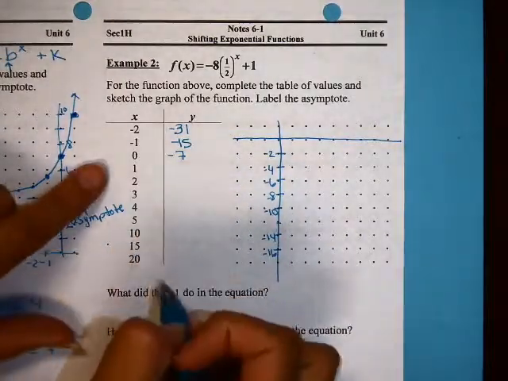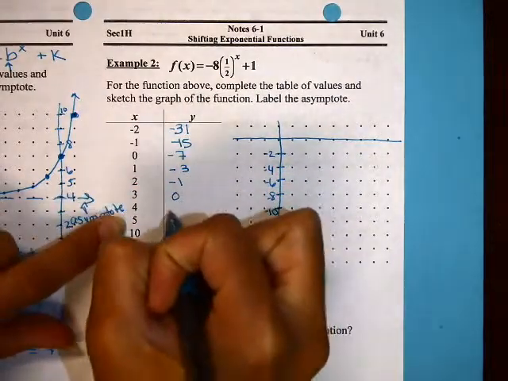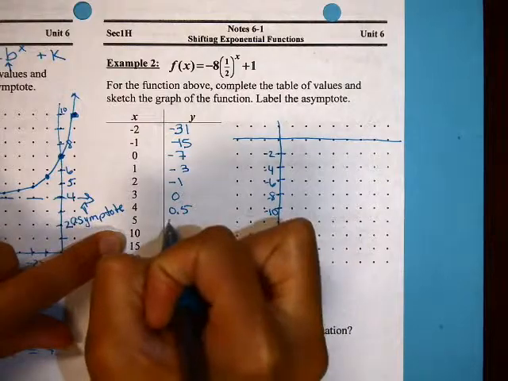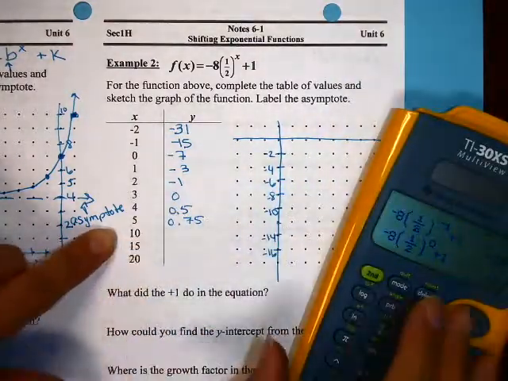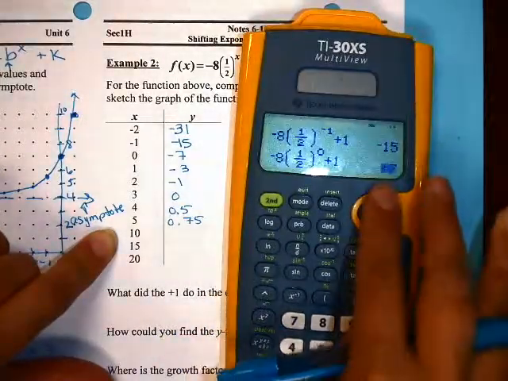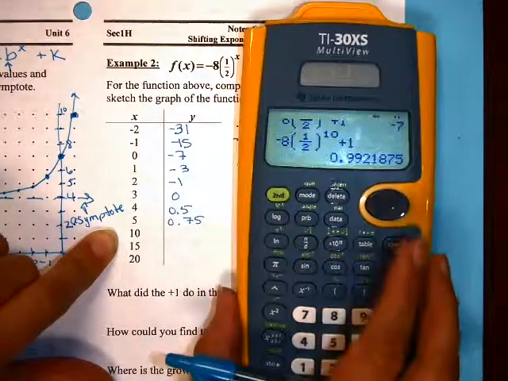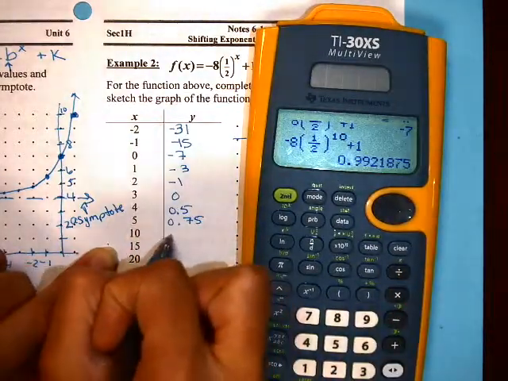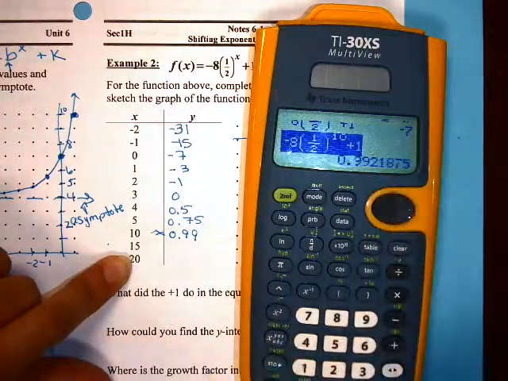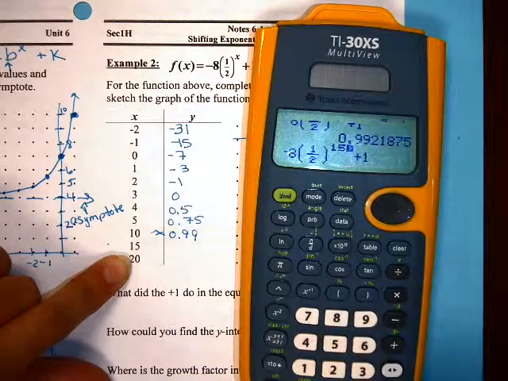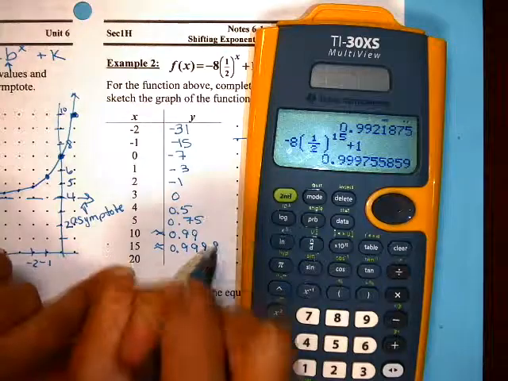Okay, so you may not be done with your whole table, but hopefully you got negative 3, negative 1, 0, 0.5, or 1/2, 0.75, or 3/4. And then I started to jump by 5 so you can see what happened more. So let's look at those. 0.992, and it goes on and on. So about 0.99. Let's put in 15. 0.9998.